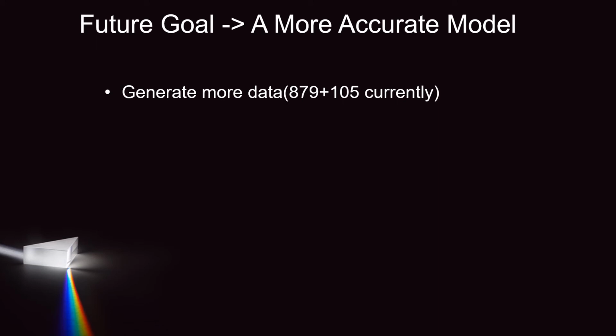The future goal we want to pursue, of course, is to build a more accurate model, right? So the first thing we need to try is to generate more data. Right now we only have about 1,000 samples, and it is not quite enough. We want to expand the data size to at least 10 times larger, right? With more data, we can add more parameters into the model, because more parameters means a better ability to generalize the relationship between the input and the output.